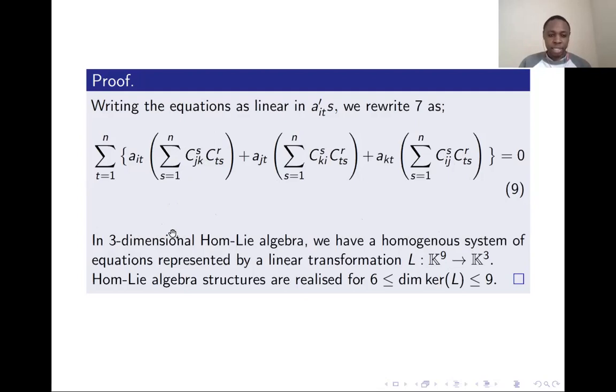We end up with three equations in 9 unknowns. And so, of course, from linear algebra, that guarantees us solutions, infinitely many solutions. And the Hom-Lie algebras are realized for this dimension, because the alphas sit in the kernel of this linear transformation. And from the rank-nullity theorem, we are able to bound this dimension between 6 and 9 from here.